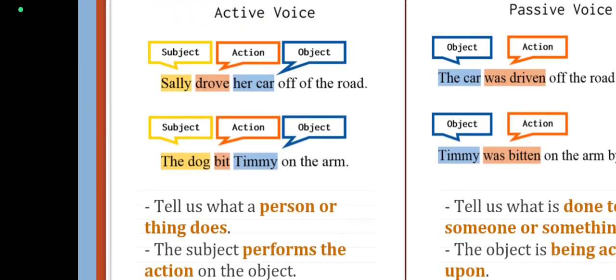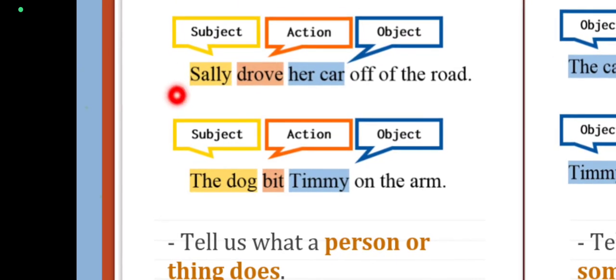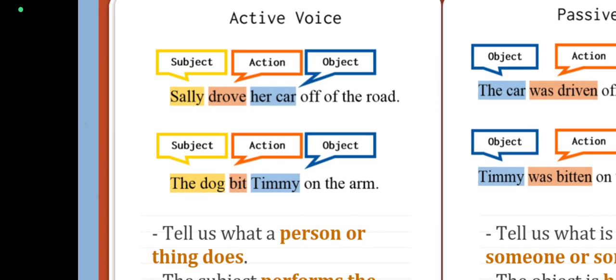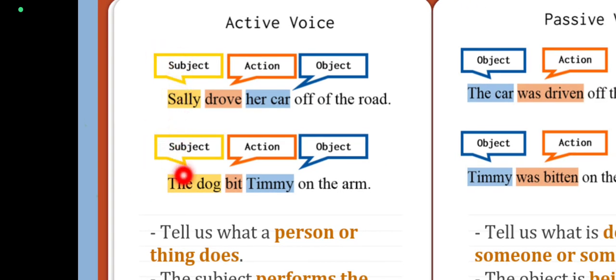So let's look at the sentence. Here we have a sentence, and this is another sentence. So here we have some parts of the sentence. First position, we have the subject. In this case, we have Sally, and in this case, we have the dog. After that, we have the action, and it is drove in this one, and it is bit in this one. Now, for the object, it is this one. Here we have her car and Timmy. And finally, we have the complement, off the road and on the arm.